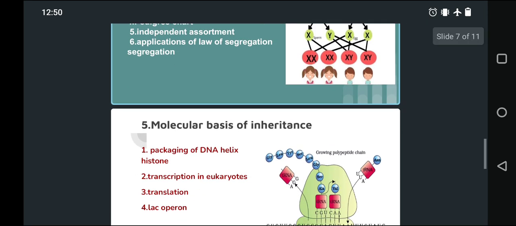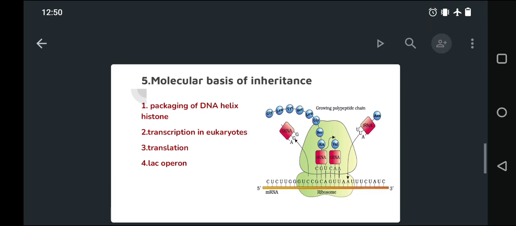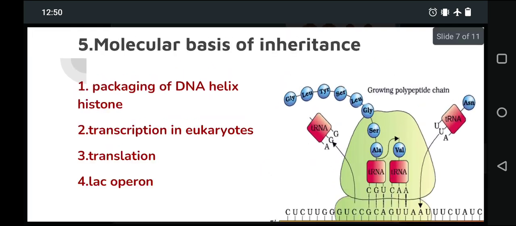Okay, we have the next topic now, that is the Molecular Basis of Inheritance. You know that we are studying the structure of the DNA. DNA is a type of nucleic acid. Along with that you have to study the central dogma: DNA to DNA, DNA to RNA, and RNA to amino acids, that is protein synthesis. So replication, transcription and translation are the processes which are called the central dogma.